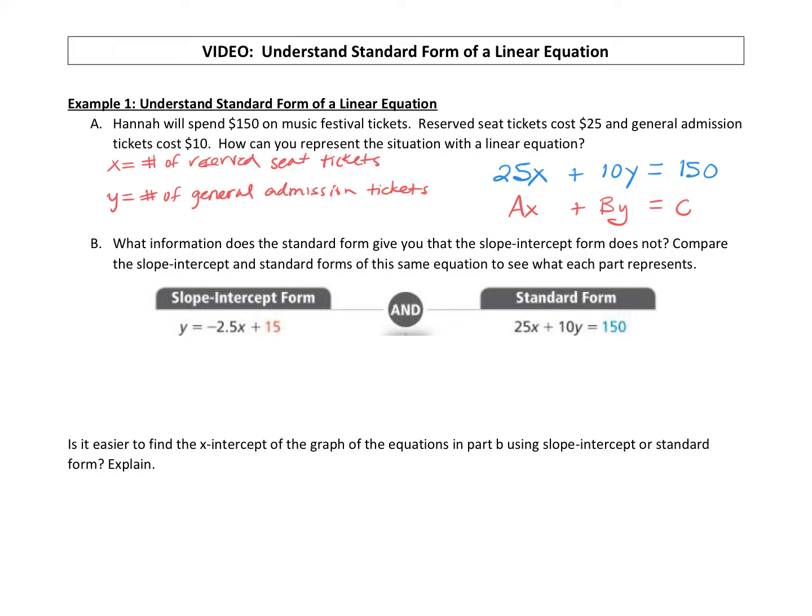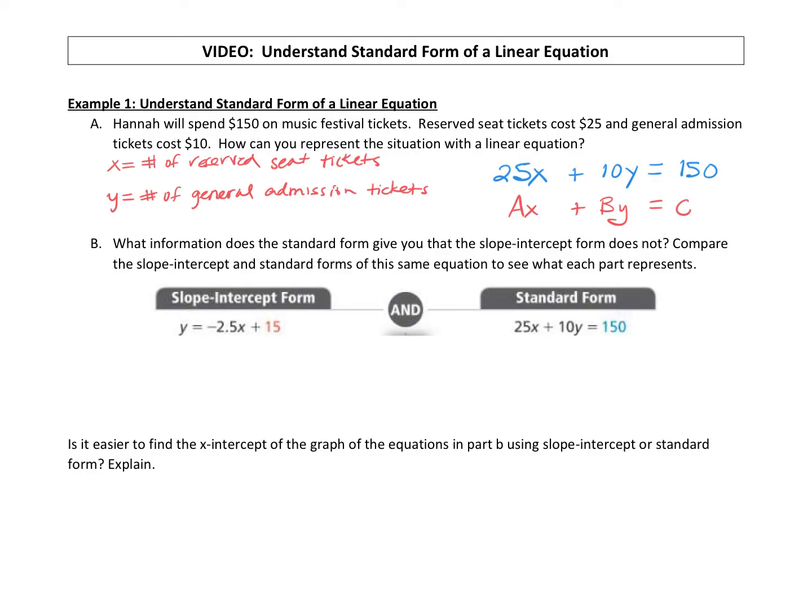All right, part B, what information does the standard form give you that the slope-intercept form does not? Compare the slope-intercept and standard forms of this same equation to see what each part represents. So we're on our third form of a linear equation to work with. We started with slope-intercept, then point-slope, and now we're on to standard. Each of those has its benefits depending on what we're doing. And so it's just good to understand what information we can gain from each equation.